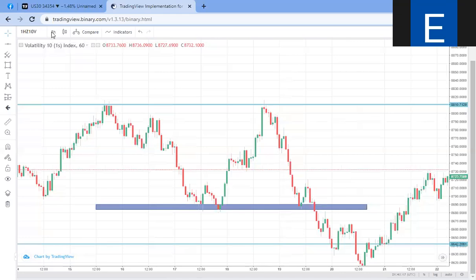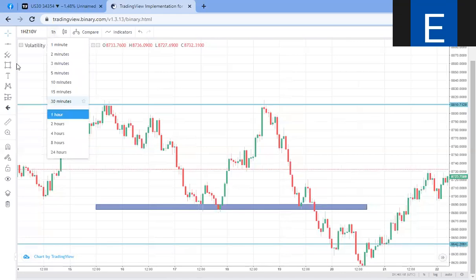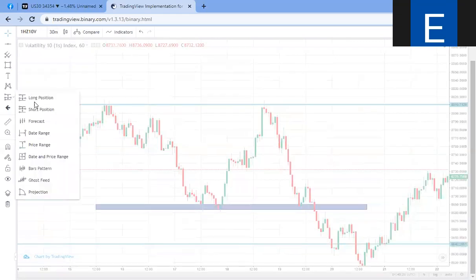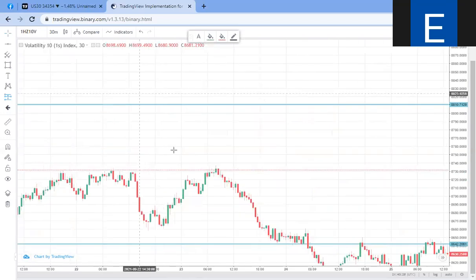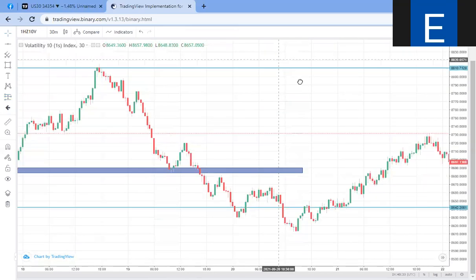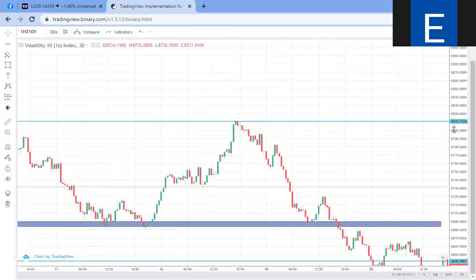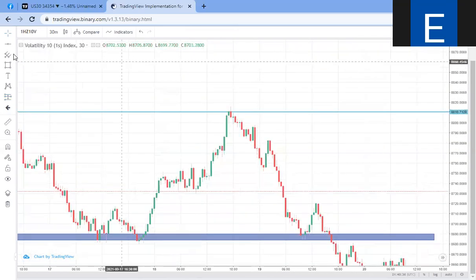I did take a sell. I think I went down to the 30 minutes or so. I took a sell, let it load up. Yes, I took a sell around this area.